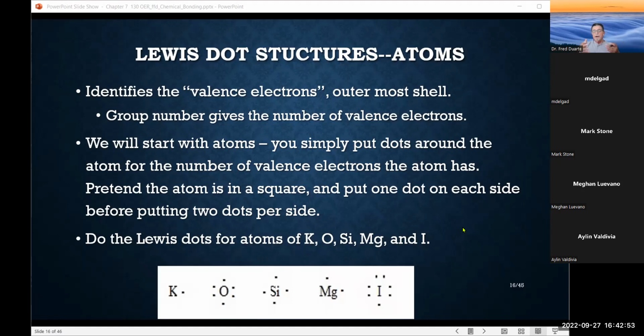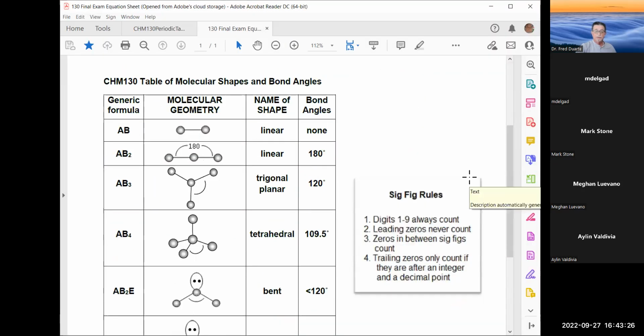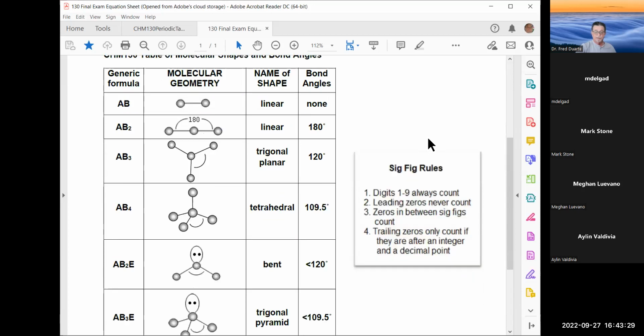Now, knowing how many valence electrons there are is important because we're going to take that information and start building. We're going to be given a formula, and from that formula, we're going to be able to determine the structure, which brings us to the Lewis dot structures. It's important here, if you haven't done so yet, to make sure you print out the shapes table, because that's where we're going to use this extensively.